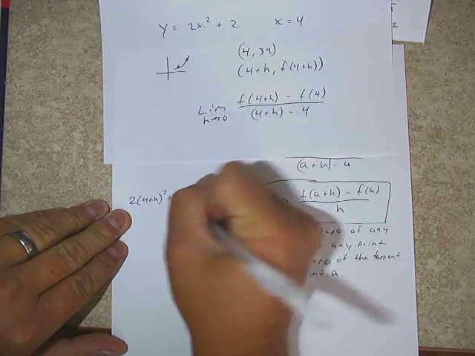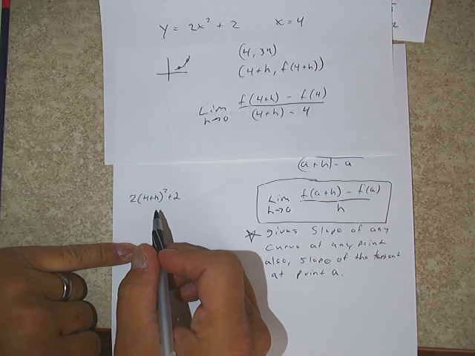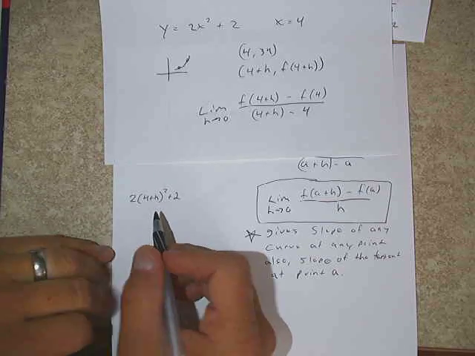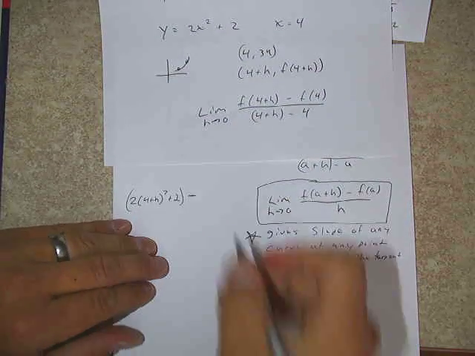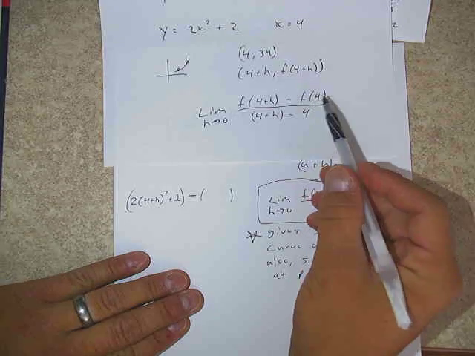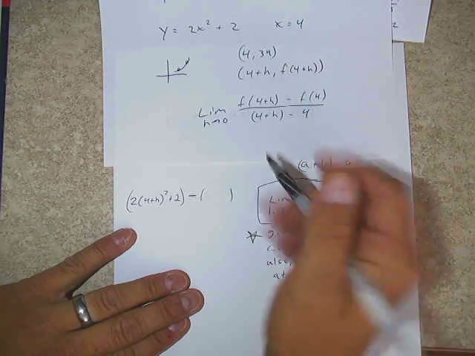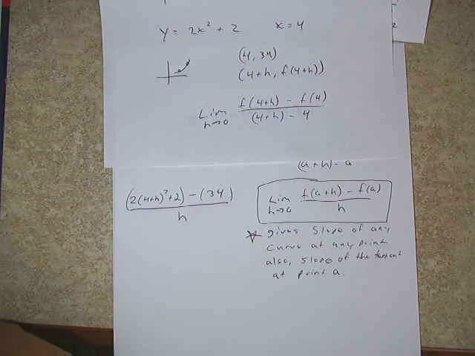So we already have set up our sentence here. Now to put it into practice, to actually find the answer to the question that we posed at the beginning, we are going to figure out what is f of 4 plus h. Well, we know f of x is 2x squared plus 2. So if we take 4 plus h and plug it in for x, that would give us an expression for f of 4 plus h. In our case, it'd be 2 times (4 plus h) squared plus 2. That right there is f of 4 plus h. It's our function with 4 plus h plugged into it.